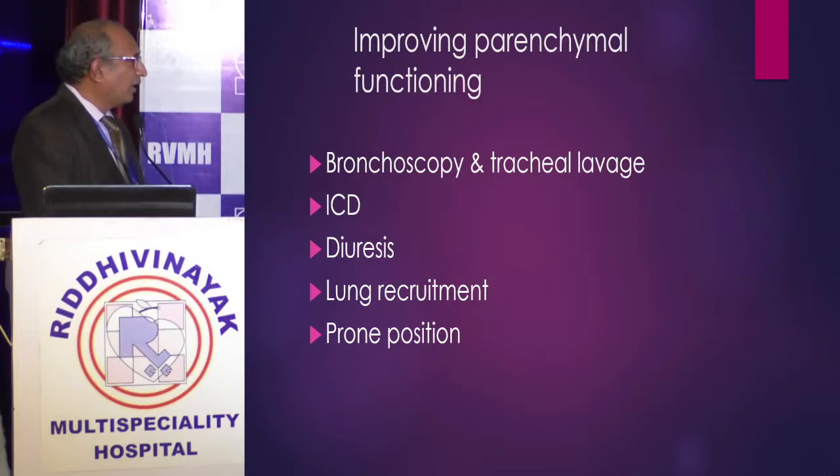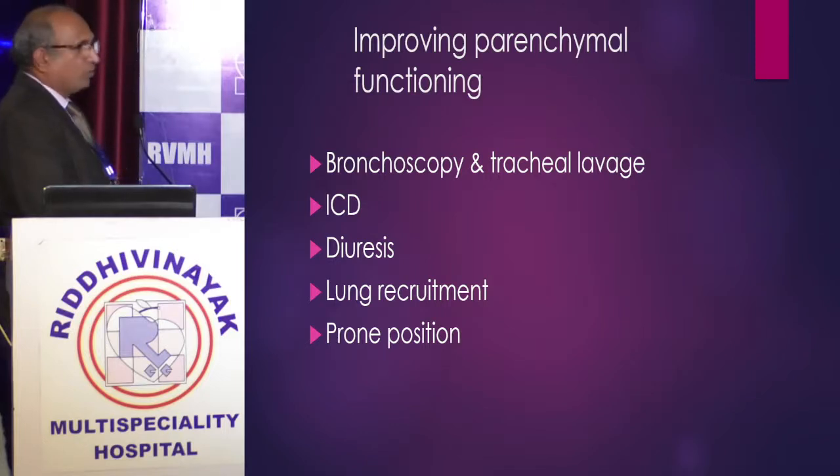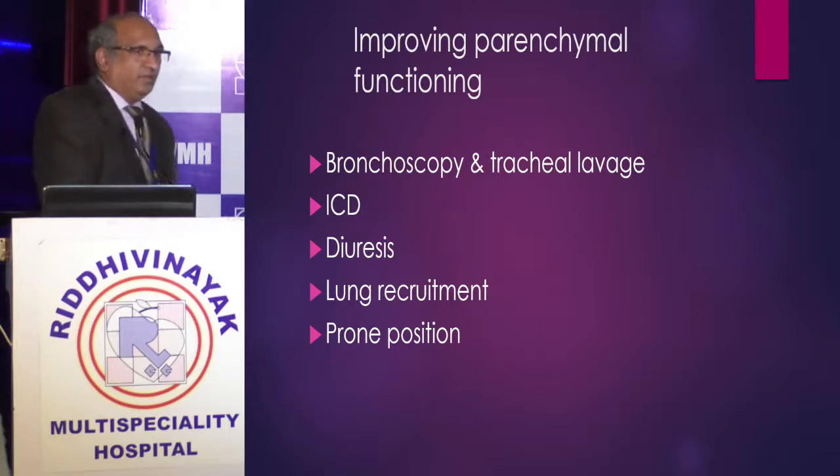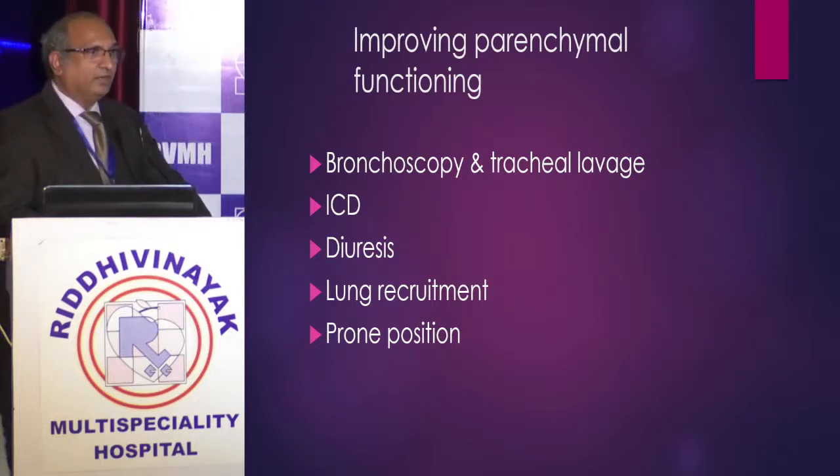Now how will you improve the parenchyma? By bronchoscopy if there is a mucus plug or blockage. If there is a pneumothorax, put an ICD. Once the initial phase of ECMO gets stabilized, you can even diurese the patient and get the patient dry. There might be some amount of pulmonary edema which is playing a role.